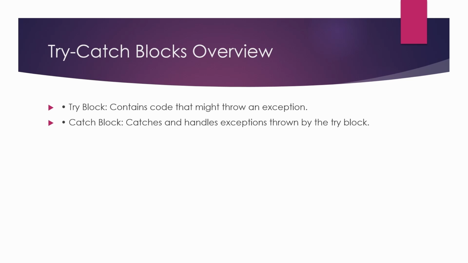Next, let's look at the try-catch blocks. These are the fundamental constructs used for exception handling. The try block contains the code that may throw an exception, while the catch block catches the exception and handles it. This separation helps maintain the flow of the program even when something unexpected happens.